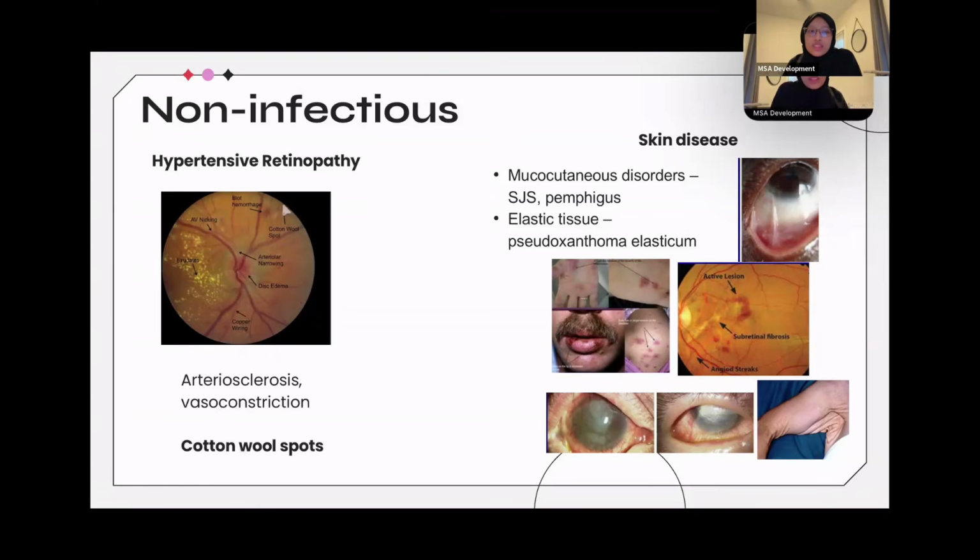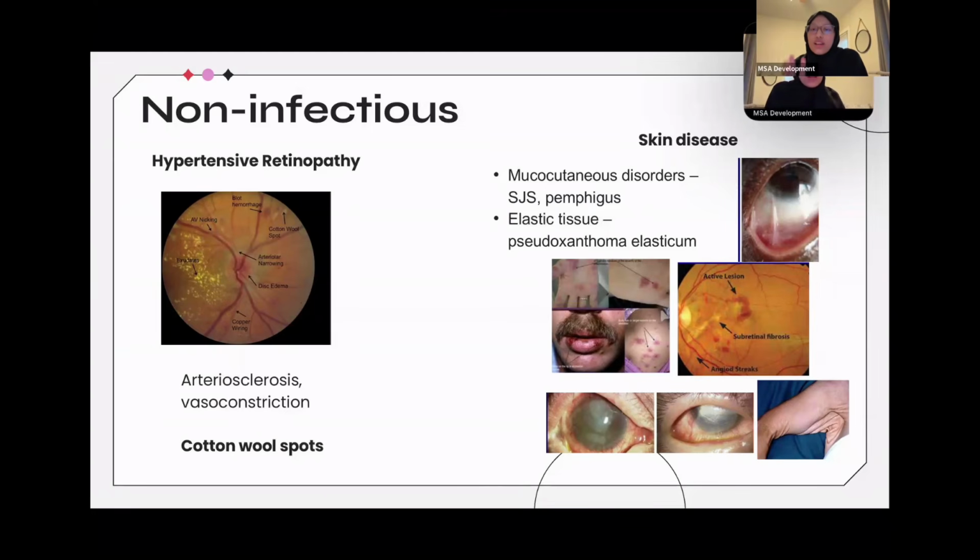Cotton wool spots are small spots that are not really yellow, but pale yellow and rounder, I guess. It's more discrete, round, yellow, okay? And they're around the periphery of the eye. So this is in hypertension, caused by vasoconstriction and arteriosclerosis.